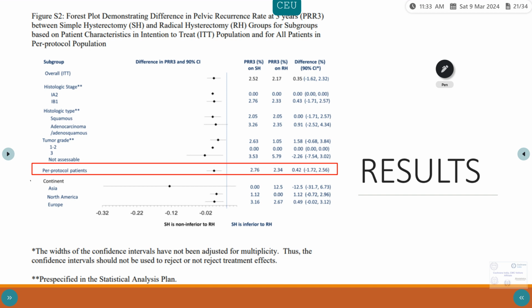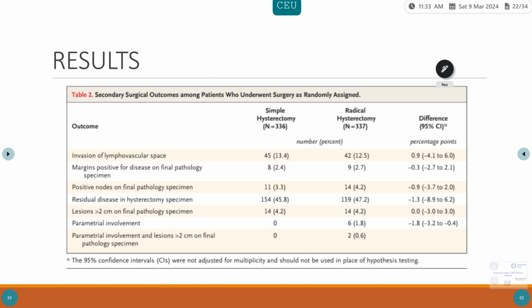The other secondary outcomes that they have seen is invasion of lymphovascular space. These are the other outcomes that they have assessed for: positive nodes, positive margins at the end of the pathological specimen, residual disease. So most of it was a little bit higher on our simple hysterectomy side. Side effects?